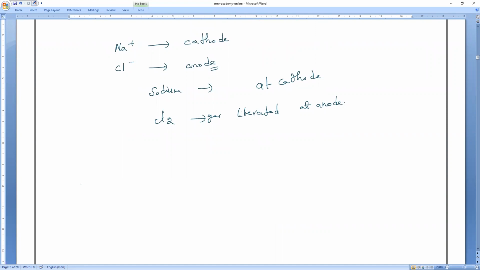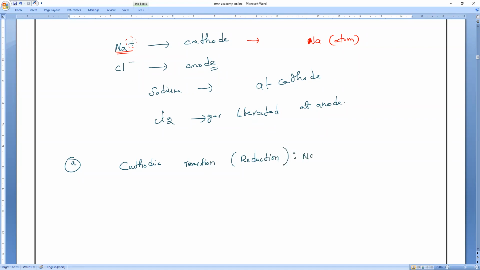Now, what is the cathodic reaction? Oxidation or reduction? Addition of electrons: sodium ion converting into sodium atom. Ion to atom: is it addition of electrons or removal of electrons? Addition of electrons. So, the cathodic reaction, please write it, is addition of electrons, which is called reduction.